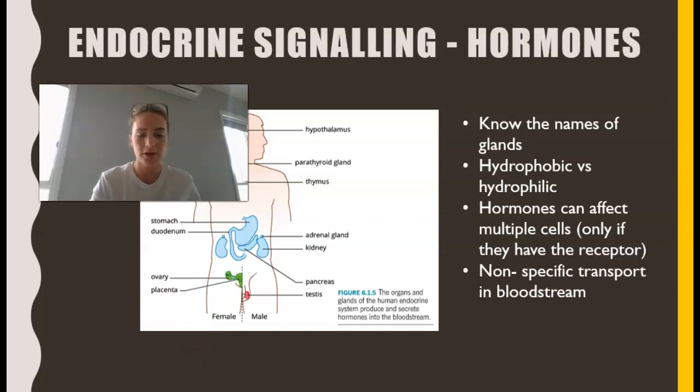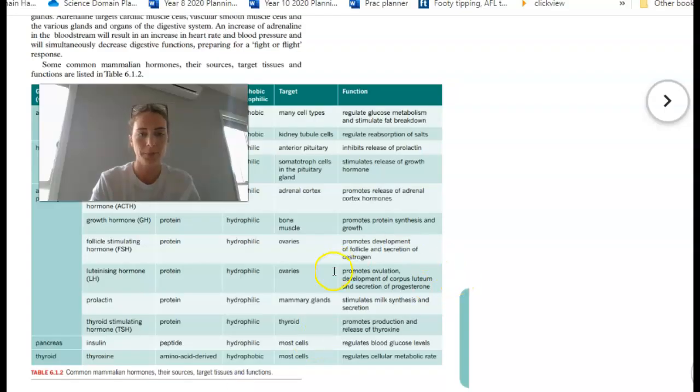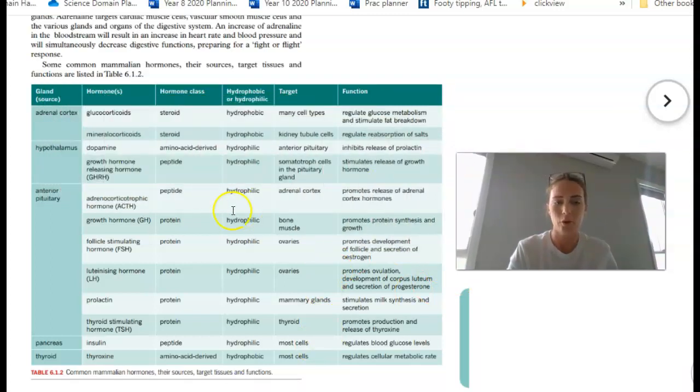If you have a look in your textbook, we've got a big table here of different examples of different hormones that are being released from their gland: the hormone name, its target and its function. So say growth hormone, which is being released from the pituitary gland, targeting bones and muscles to promote protein synthesis and growth. So have a few examples up your sleeve that you could describe if you were ever called to.